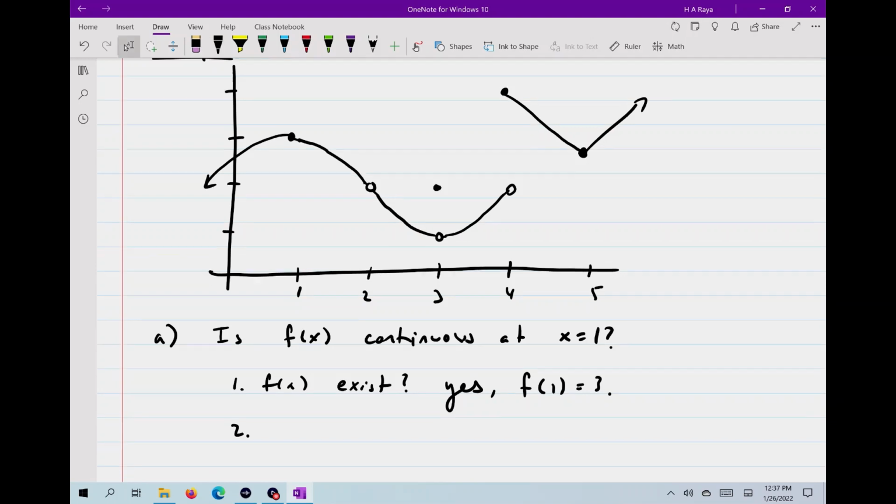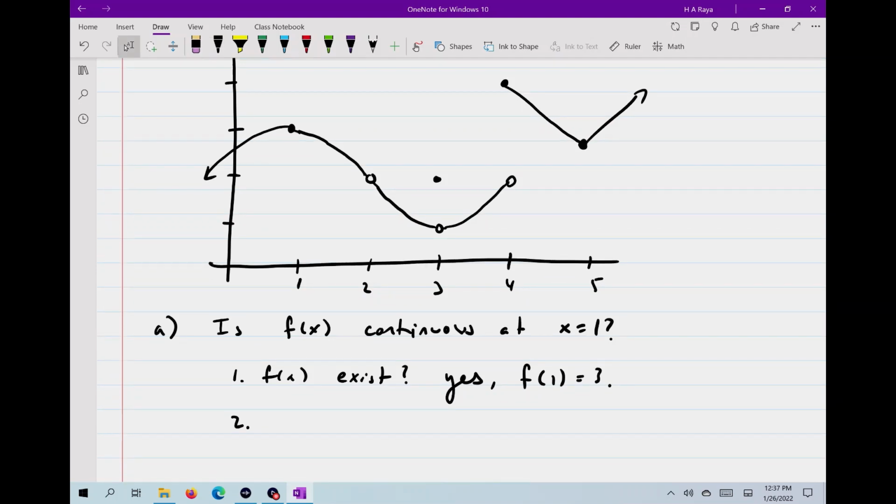2. Does the limit as x goes to a exist? And indeed it does. As your x's get close to 1, either from the left side or the right hand side, the values of my function will be getting close to the number 3. So yes, and the limit as x goes to a of f of x is the number 3.